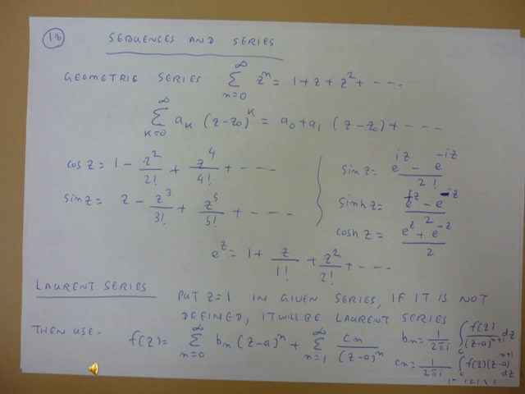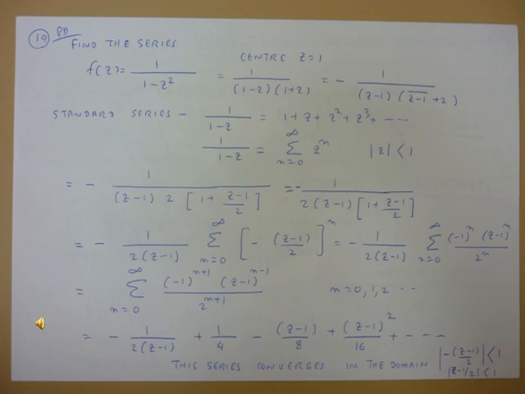And then we will solve this problem. The problem is given, find the series f(z) equal to 1 divided by 1 minus z squared. So in this case, z equal to 1 is a center. So that we factorize 1 minus z squared, so that will be 1 minus z multiplying 1 plus z.